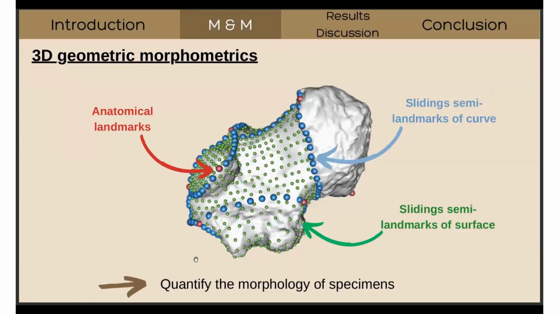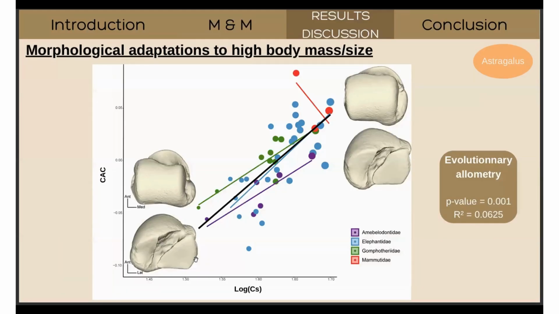The method that I used in my study was 3D geometric morphometrics analysis, using 3 different types of landmarks that, when combined, can quantify the overall morphology of specimens to then compare them. I also performed several multivariate statistics that I will develop during my presentation for greater clarity. First, I'm going to talk about the result of the allometry analysis. Allometry is the covariation of size and shape, so it allows us to see the influence of size on the shape of an object.